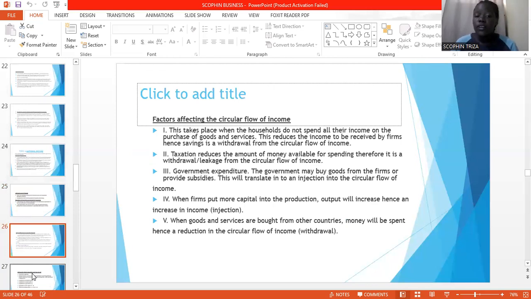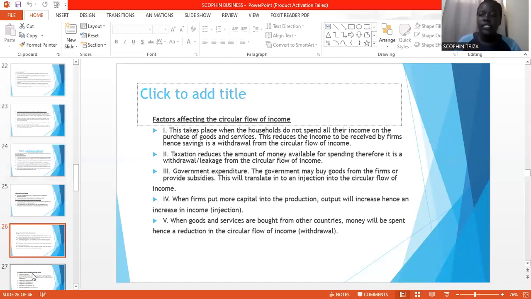Now these are some of the factors affecting the circular flow of income. Saving takes place when the households do not spend all their income on the purchase of goods and services. It reduces the income to be received by farms, hence saving is withdrawal from the circular flow of income. Another factor is taxation. Taxation reduces the amount of money available for spending. Therefore, it is a withdrawal or a leakage from a circular flow of income.